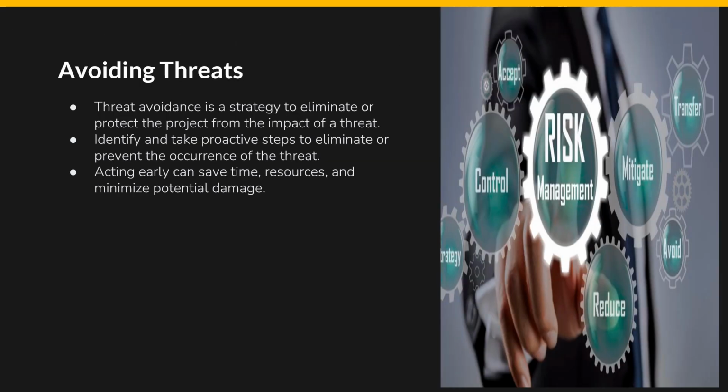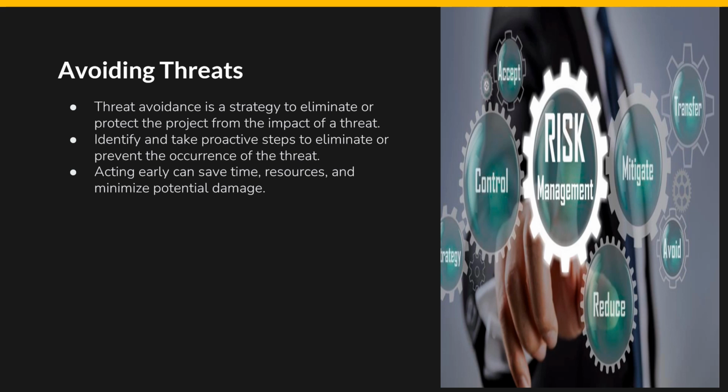Avoid risk response. In risk management, the avoid risk response strategy involves taking proactive measures to eliminate a threat entirely or to protect the project from its potential negative impact. This strategy is chosen when the identified risk is deemed too significant or unacceptable, and the project team decides to change plans, processes, or activities to ensure that the risk is not realized.